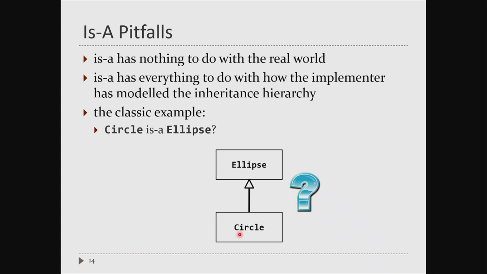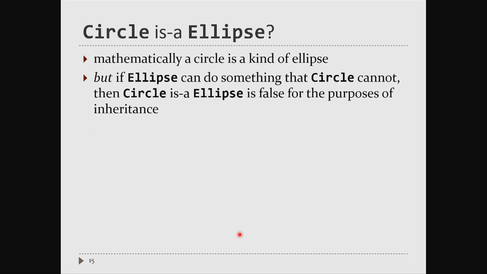In other words, do I really want to make this circle be substitutable for any ellipse? Mathematically, if you are living in the real world, you would say yes. A circle is an ellipse. Now, the problem is you're actually in the programming world, so you have to ask yourself, is there something an ellipse can do that a circle can't?